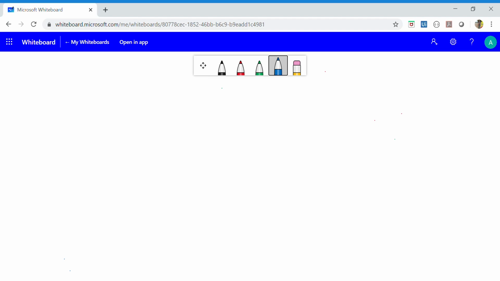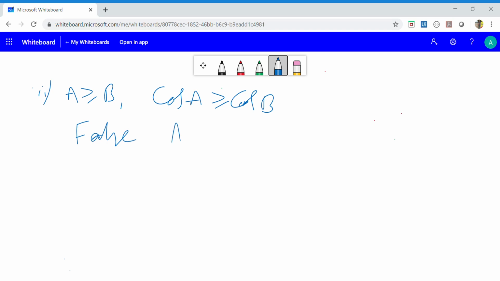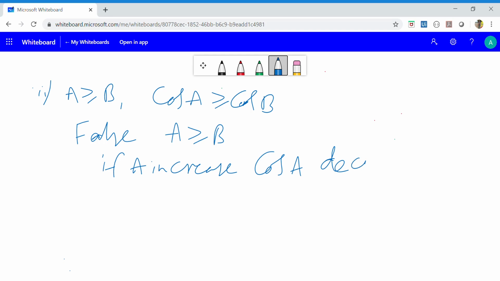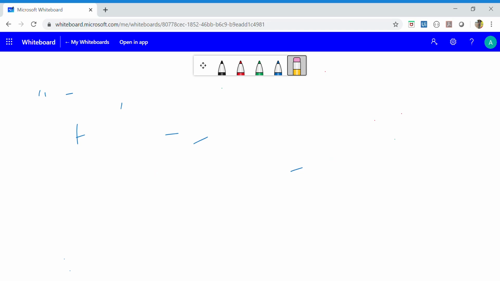Just like that, for cos value: if A is greater than or equal to B, is cos A greater than or equal to cos B? Second bit this is. Is it true or false? It's false. So as A increases, cos A decreases. If A increases, the value of cos A decreases. So you can justify by giving one example.